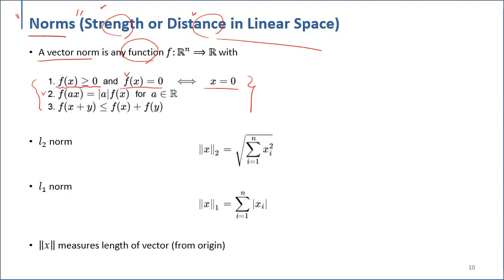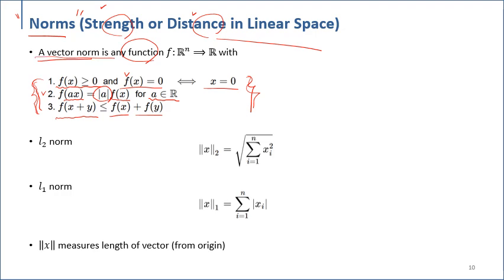And the second condition is that when we multiply a into x, then the norm should be equal to f(x) times the absolute value of a, for any a in real space. And the third condition is that f(x plus y) should always be smaller than or equal to f(x) plus f(y). And these are the conditions to be a vector norm. So if any function satisfies these conditions, then that can be a vector norm.